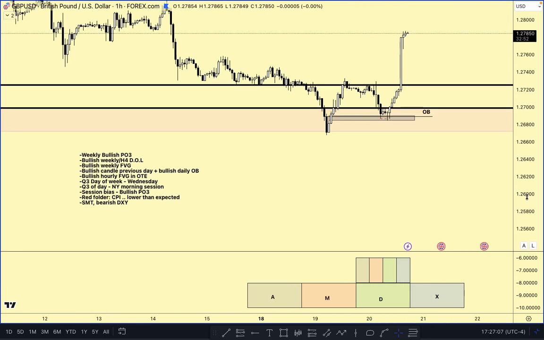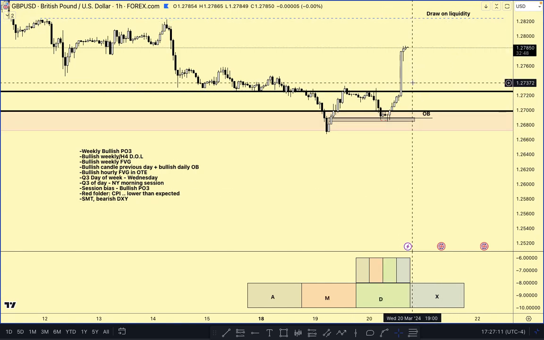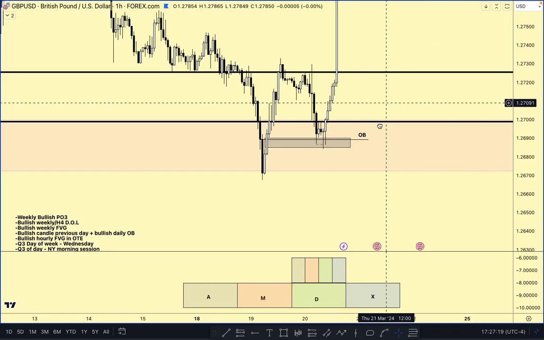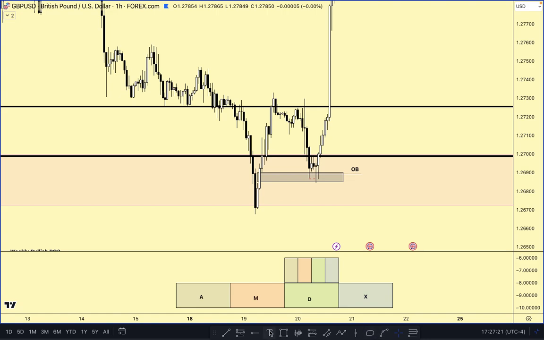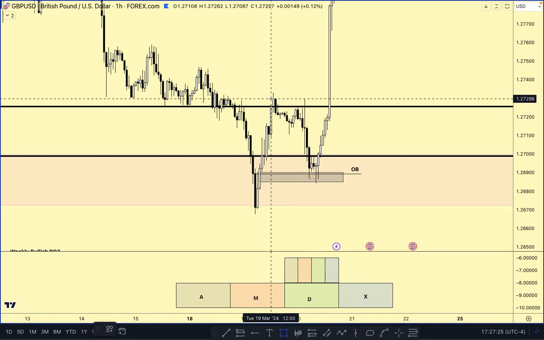I anticipate tomorrow will either reverse or continue the... Now we'll probably reverse though. Get a retracement into this area. That's what I'm looking to make my next buy. I just want to buy the order block.